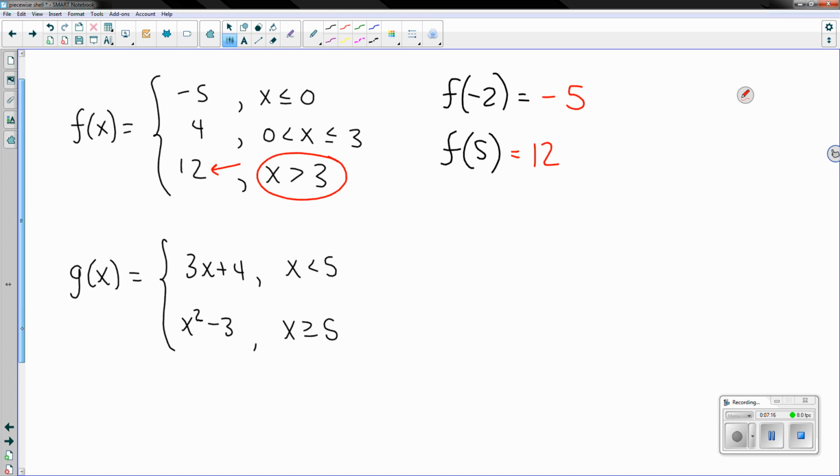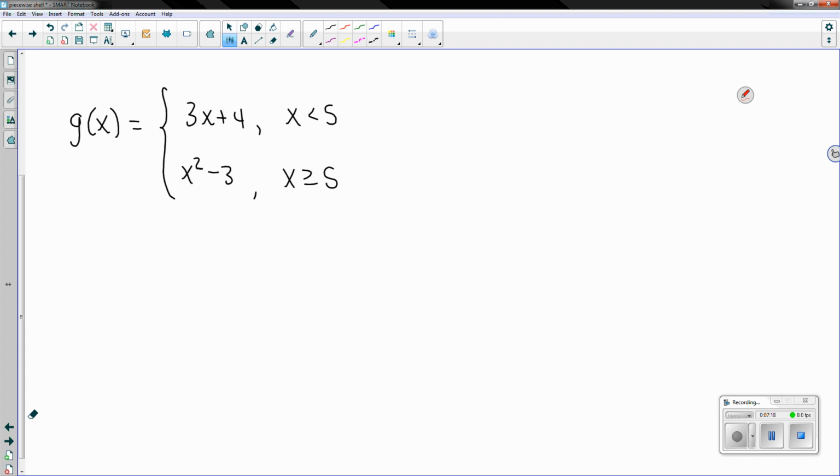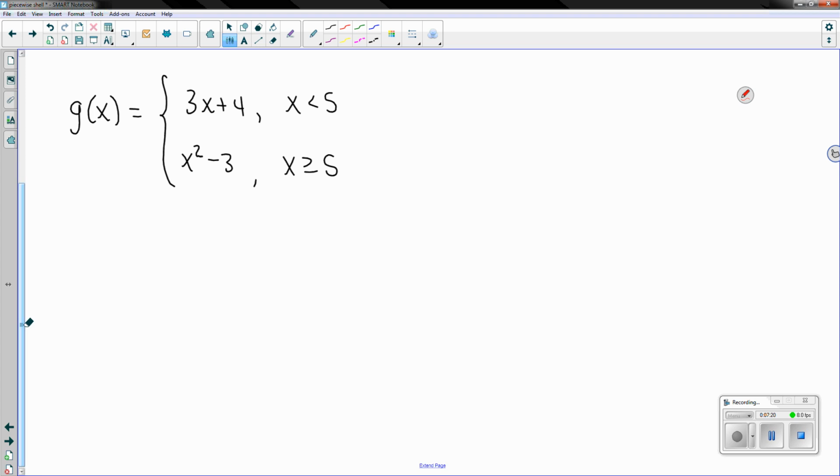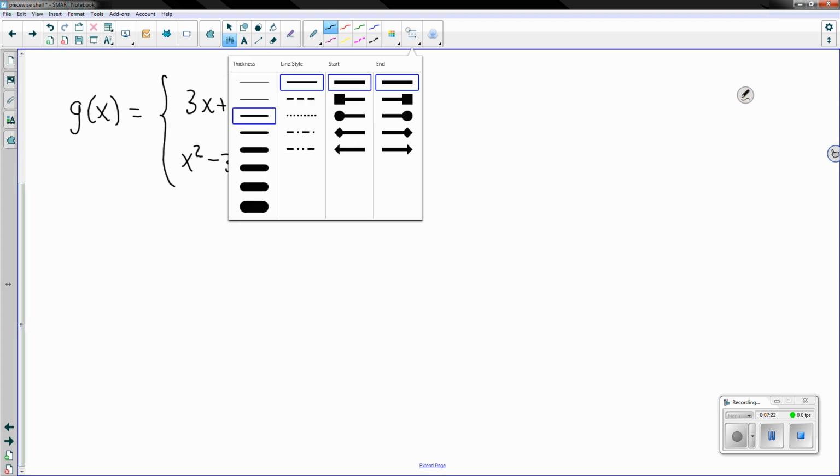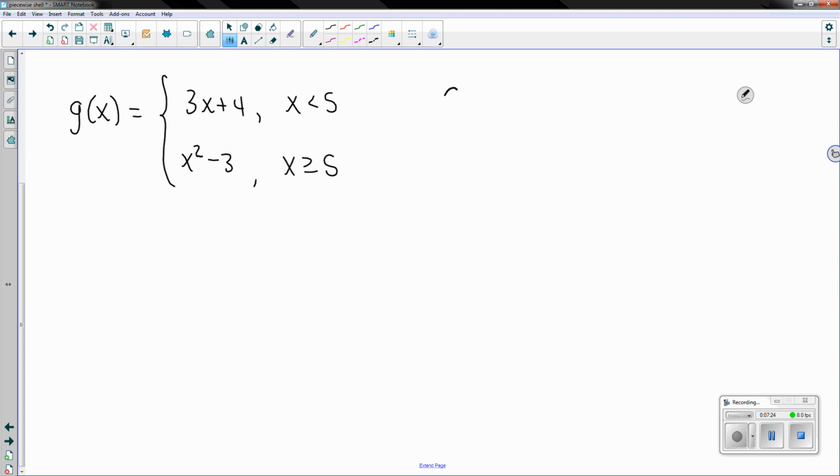So now let's jump down to g. We'll do this example because variables are involved. And let's evaluate g at the same two values. So let's say we want to do g of -2 and g of 5. G of -2. We're going to determine what function rule should be followed if I'm evaluating at -2. So what inequality does it satisfy? -2 is less than 5. So I'm going to evaluate this first function rule at -2.